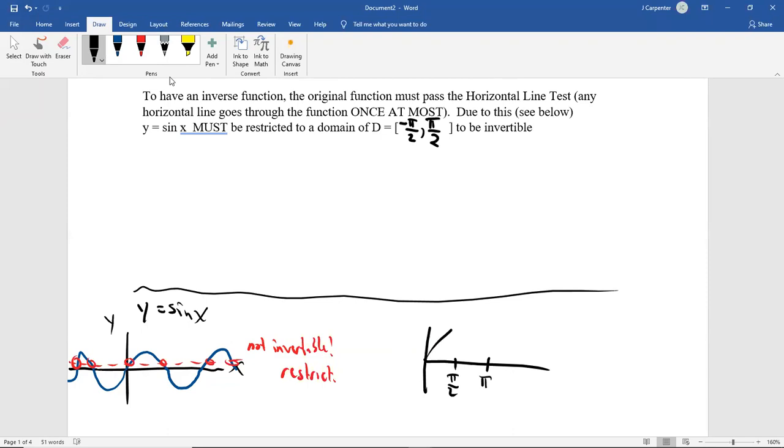Because the second you go past pi over 2, if I go just a little bit lower, now I'm going to fail the horizontal line test. So that's the right-sided restriction. And you go, okay, well, let's just go from 0 to pi over 2. No. Remember, we wanted to have as much as possible for our domain of a restricted function.